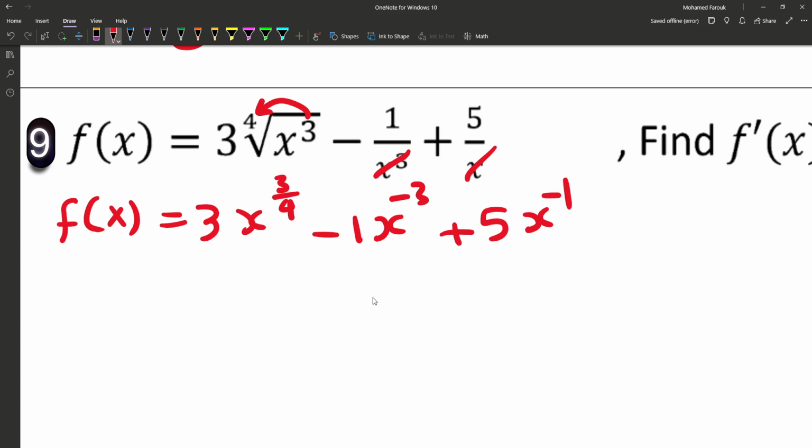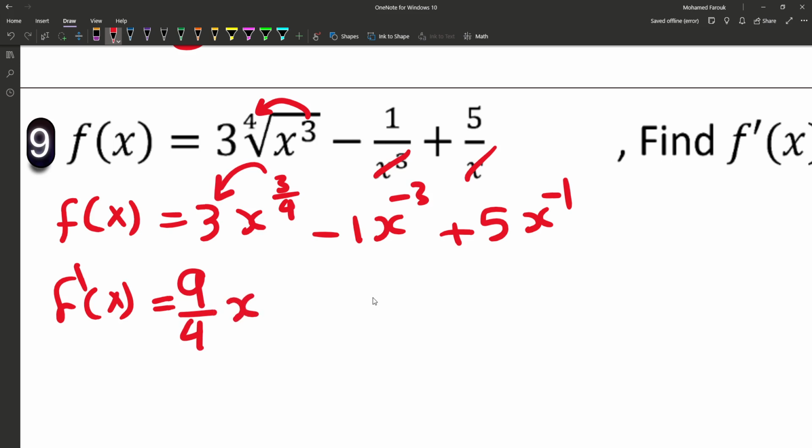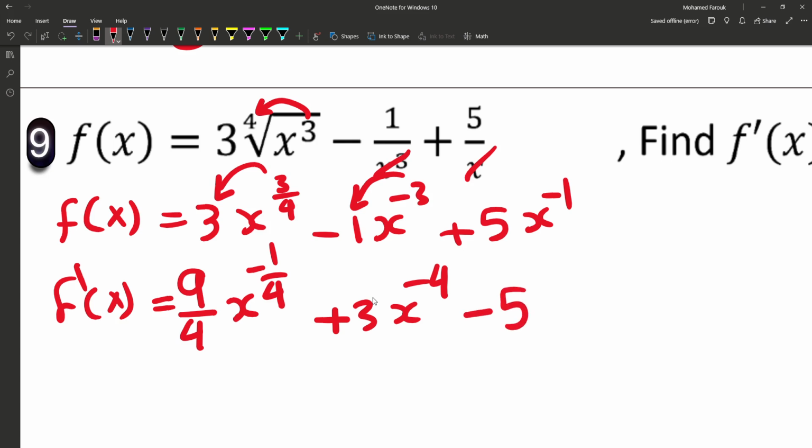And then we will get the derivative of all of this. We will use the power rule in the first one, so it will be 3 over 4 times this 3, which will be 9 over 4, and then subtract 1, it will be negative 1 over 4. We'll do the same here, so it will be plus negative 3 times negative 3, it will be positive 9. Negative 3 minus 1, it will be negative 4. Do the same here, negative 1 times 5, it will be negative 5. And then negative 1 minus 1, it will be negative 2.